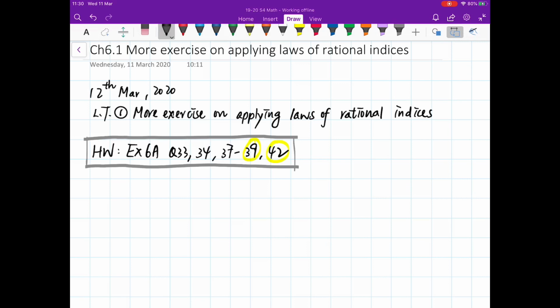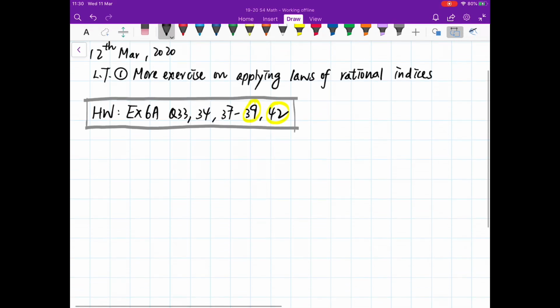Before I start, I want you to take a look at these two examples. My question is, can they be the final answer? Okay, the answer is no, because as you can see, the powers are still negative. So then, how can we make them positive?